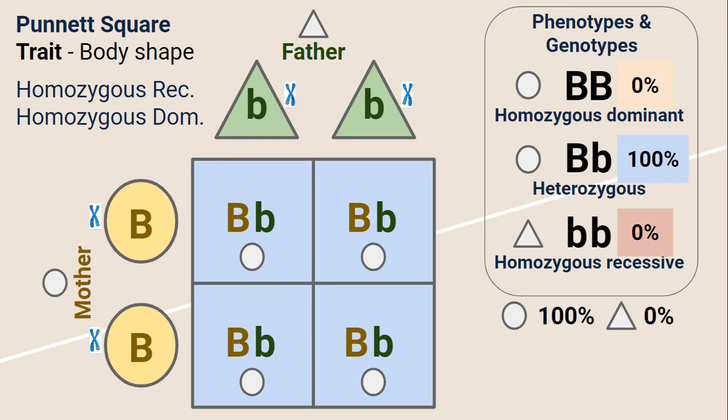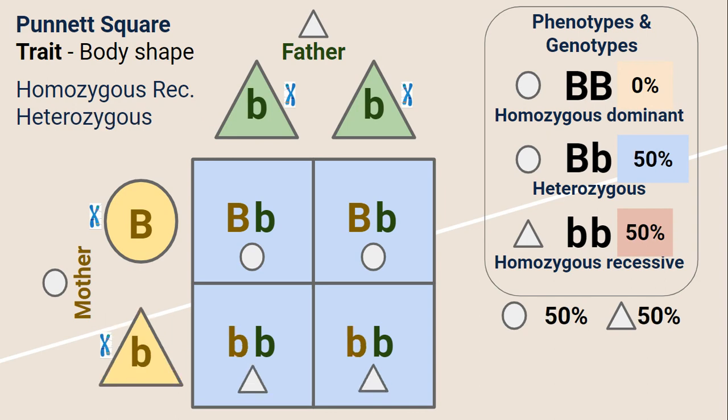And because it's heterozygous and has at least one dominant allele, it can only have the phenotype round body. So these two parents can only have a heterozygous child with a round body feature, even though the father, interestingly, has a triangle-shaped body. With this mother, he can only have round-bodied children.